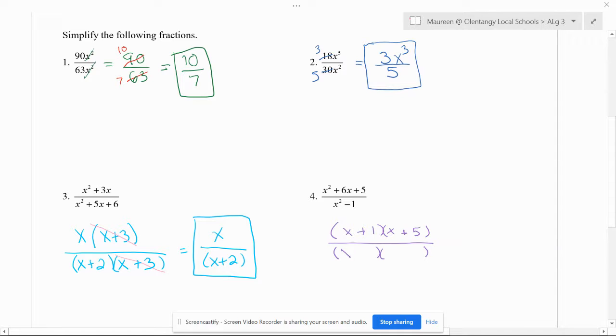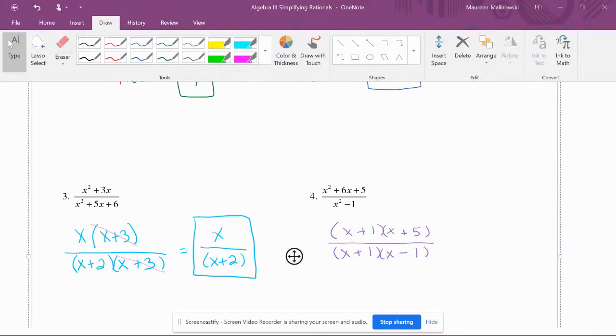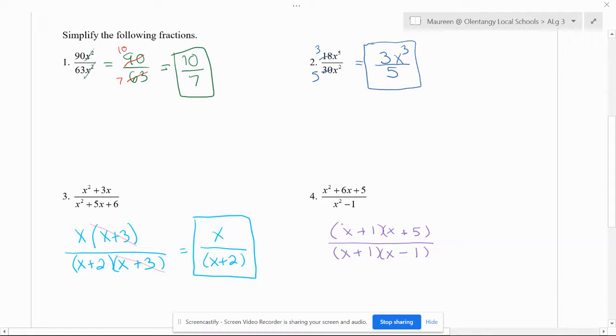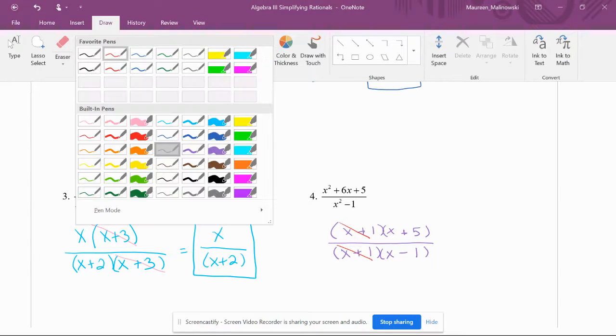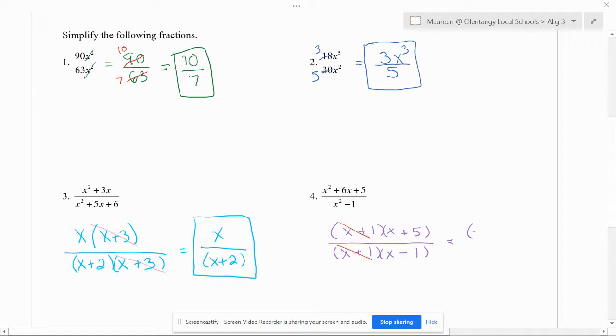We square root the first. So we have x and x. Square root the second, so the square root of 1 is 1. And then plus and minus are our signs. And so now we look for those factors that are the same. X plus 1 and x plus 1 are going to reduce. So that leaves us with x plus 5 over x minus 1.